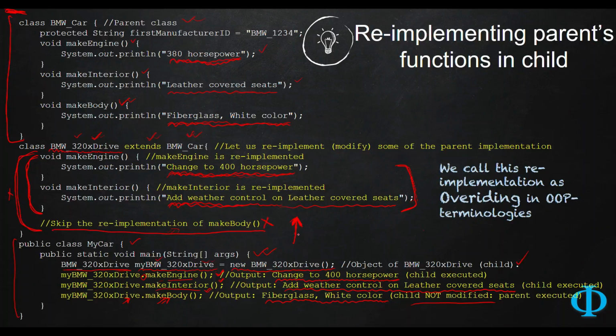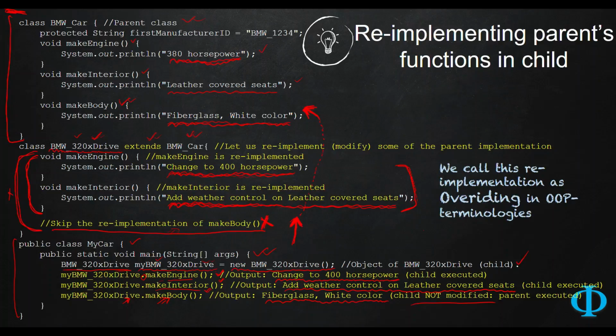The same for make interior. While searching upward, it got this add weather control on leather covered seat first, and it executed it. And on the other hand, for this make body, it again started searching upward, but since there is no implementation over here, it came all the way to the parent, and here it found an implementation of make body, and this one is executing.